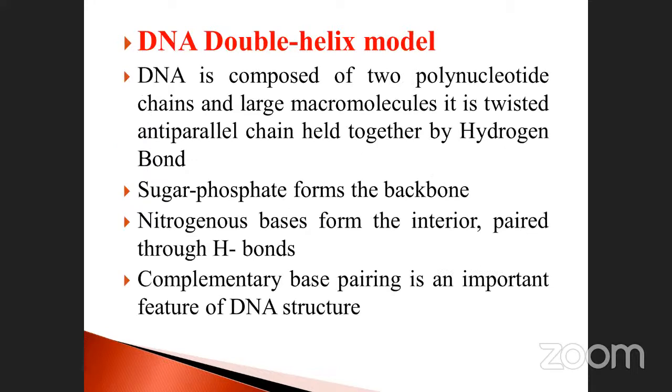See that, DNA double helical structure. DNA is composed of 2 polynucleotide chains, large macromolecules. It is twisted, anti-parallel chains held together by hydrogen bonds. Sugar and phosphate form the backbone of the nucleotide. Nitrogen bases form the interior, paired through hydrogen bonds. The base pairing is an important feature of the DNA structure.